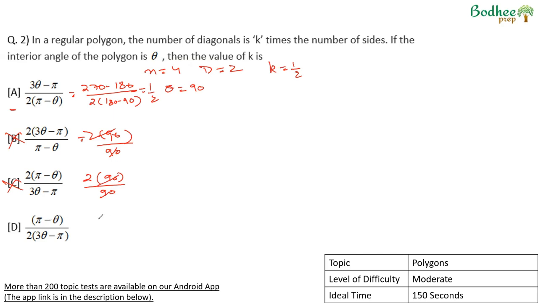Pi is 180. 180 minus 90 is 90 upon 2 into 270 minus 180 is 90. Here also we are getting k is 1 by 2. So this is also satisfying. Now we take n as 6.